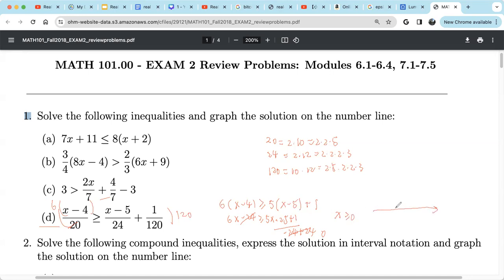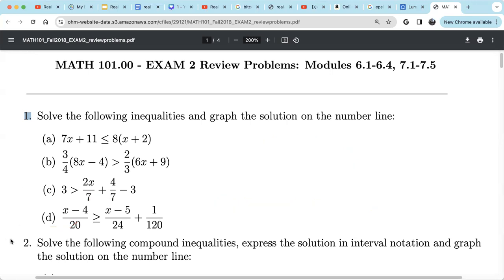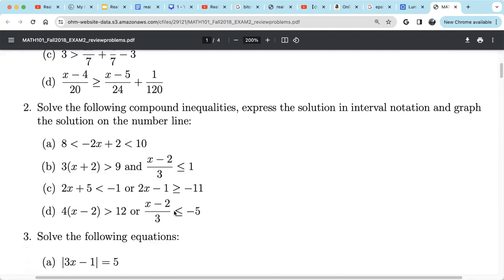So we graph 0 is here. Because we have equal sign, greater than or equal to, so we just go from 0, go to the right. x greater than or equal to 0. Okay, those are solving inequalities. Let's see the next set of questions.